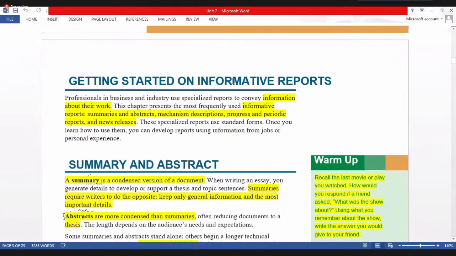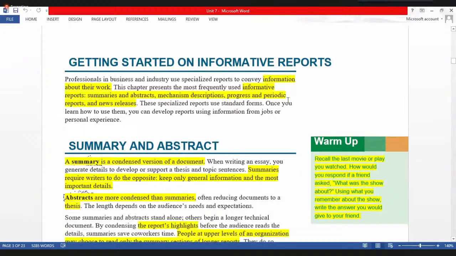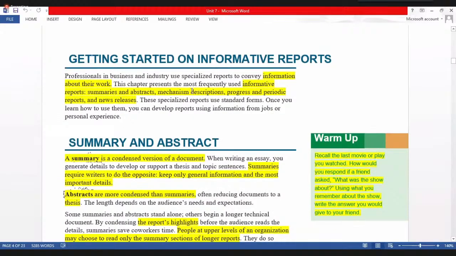Then here what is given? Getting started on informative reports. How to start? See, here you have informative reports: summaries and abstracts, mechanism description, progress and periodic reports, and news release. All these are informative reports. We will discuss them one by one.